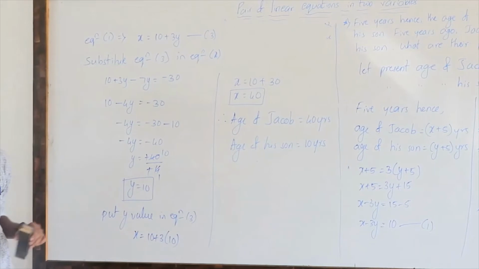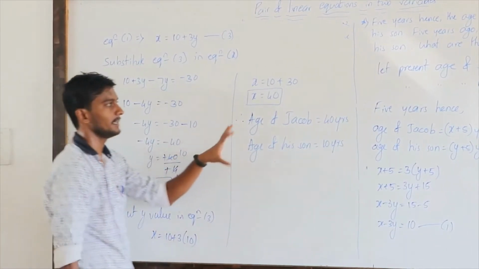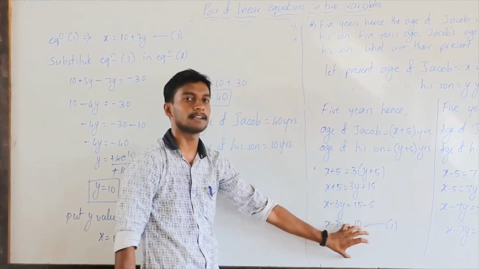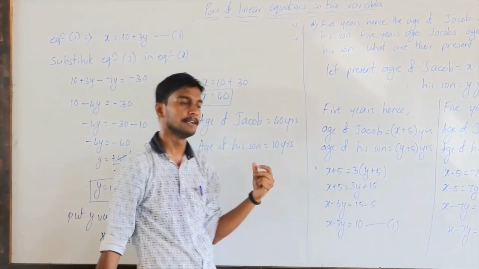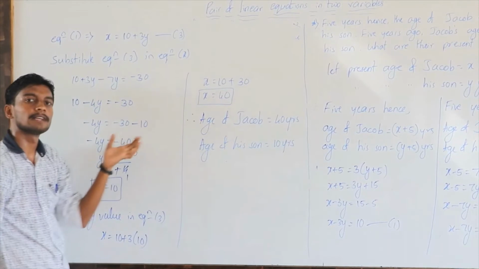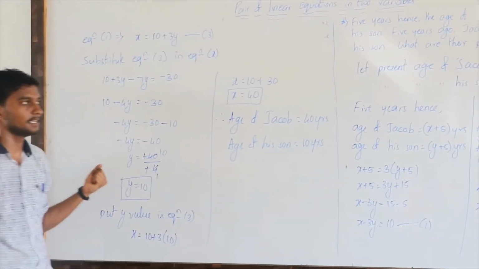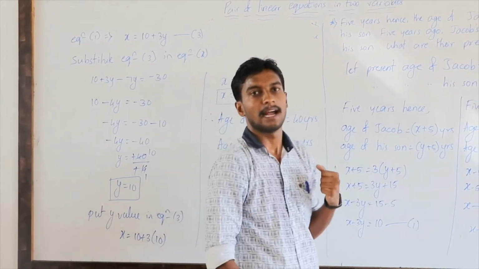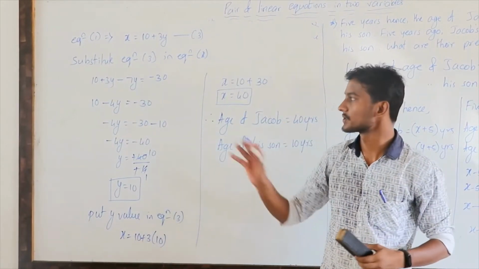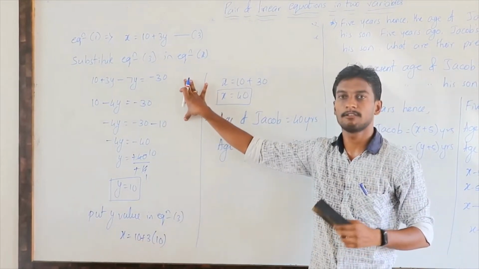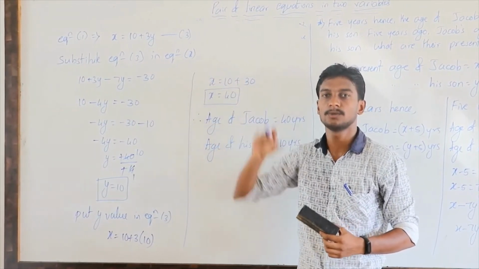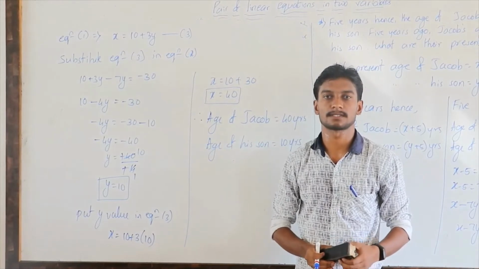So you understood how to make the linear equation by using the statements, and after getting the linear equations, by using the substitution method we find the value of x and y. I think you have understood how to solve these verbal problems based on the substitution method, and how to find the value of x and y by using the substitution method when a pair of linear equations is given.